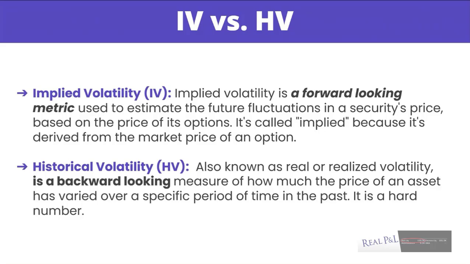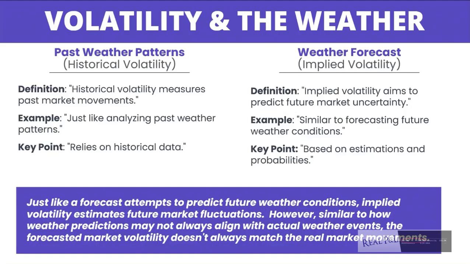Historical volatility, also known as real or realized volatility, is backward looking. It's how much the price of the asset has varied over a specific period of time in the past. It's a hard number. It's done. It's a past number that's real. That's why it's called realized or historical, because we know how much that volatility was in the past. To illustrate the difference between historical volatility and implied volatility, consider the analogy of a weather forecast. Just like a forecast attempts to predict future weather conditions, implied volatility estimates future market fluctuations.